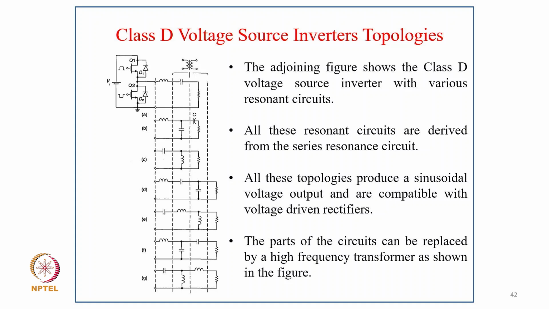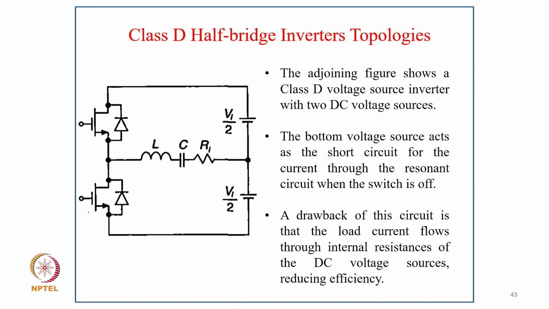So this is the class D voltage source inverter topology. As you can see here, it is really a half bridge with the supply voltage and with the RLC circuit, which you can replace by connecting a high frequency transformer, with a different circuit concept here. The adjoining figure shows the class D voltage source inverter with various regenerating circuits, and all these regenerating circuits are derived from the series regenerating circuit. All these topologies produce sinusoidal voltage output and are compatible with voltage driven rectifiers, and parts of the circuits can be replaced by a high frequency transformer as shown in the figure. So you can see just like a half bridge with the series RLC circuit.